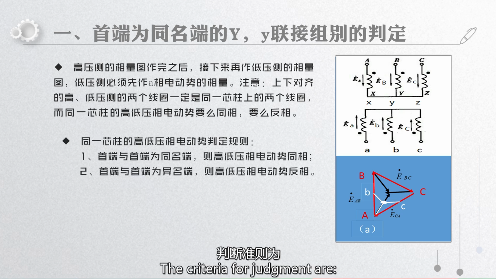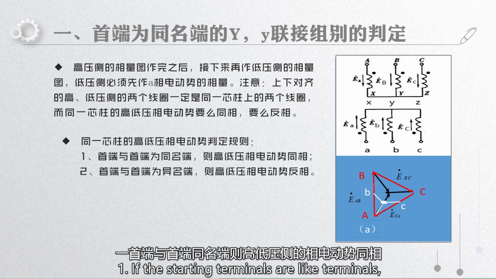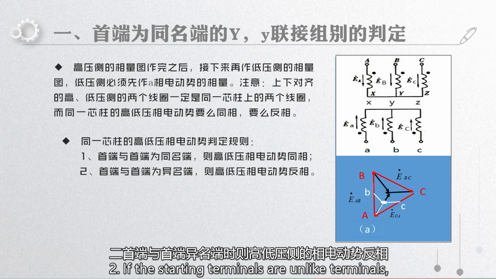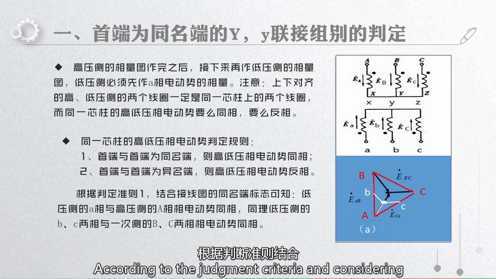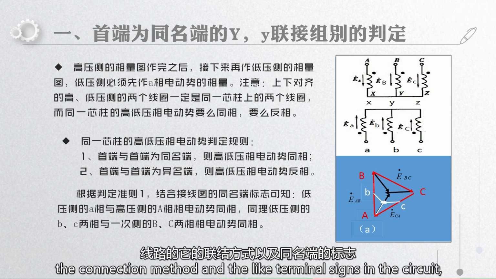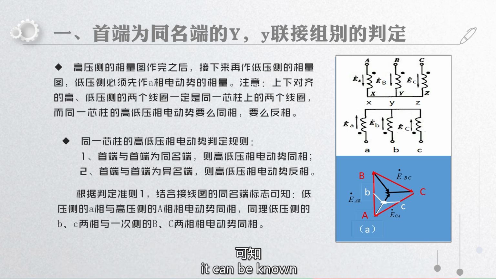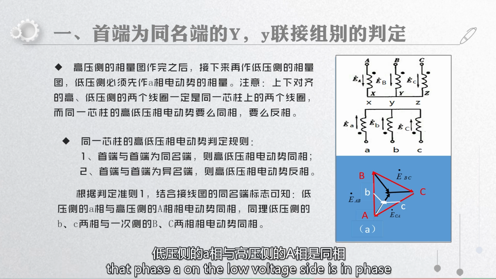The criteria for judgment are: 1. If the starting terminals are like terminals, the phase electromotive forces on the high and low voltage sides are in phase. 2. If the starting terminals are unlike terminals, the phase electromotive forces on the high and low voltage sides are out of phase. According to the judgment criteria and considering the connection method and the like terminal signs in the circuit, it can be known that phase A on the low voltage side is in phase with phase A on the high voltage side.